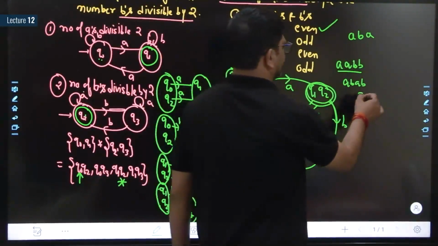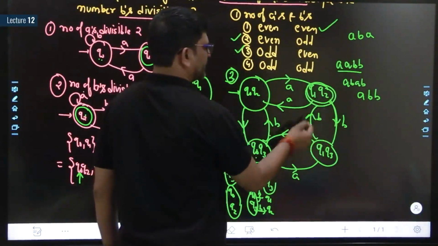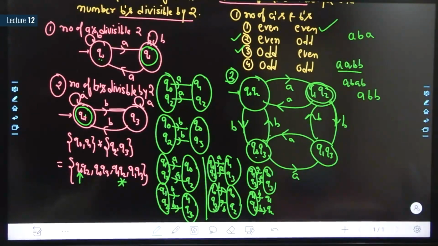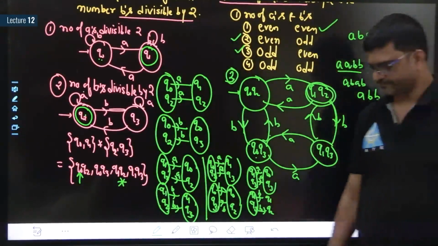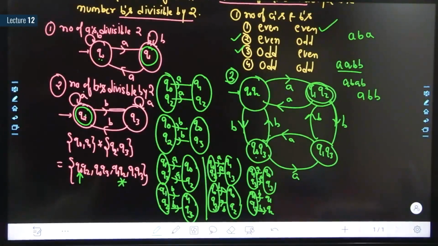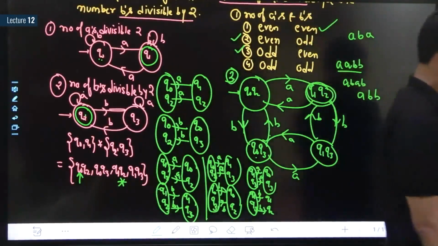Check. A, B, B. Accepted. This is for question number 3. Clear? Do question number 4 fast.